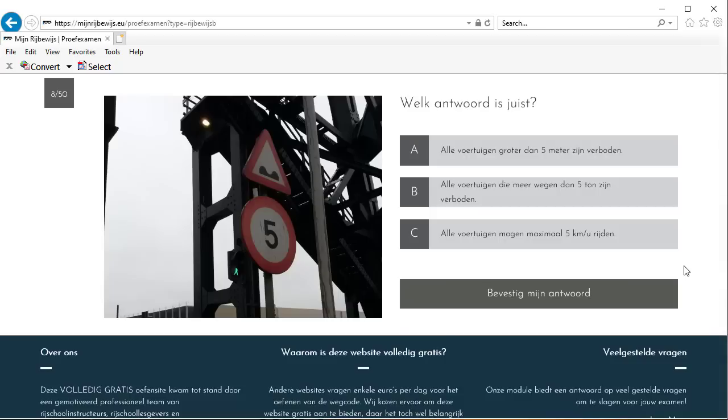So the answer is C. This is a prohibition board, a round board. When you see a round traffic sign, it's a prohibition sign, and 5 is written here, which means it's a limit of 5 kilometers per hour on this road. Okay.